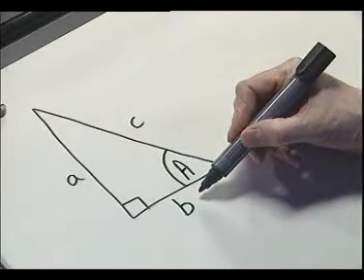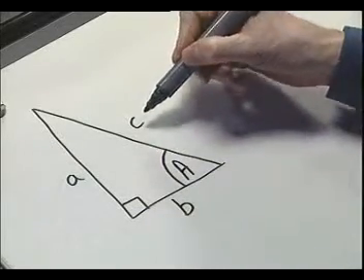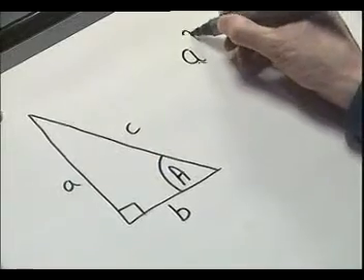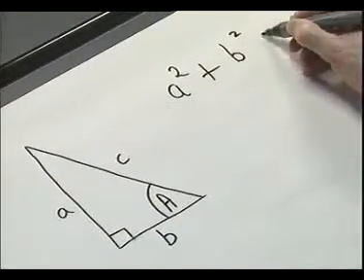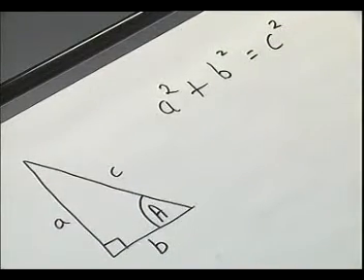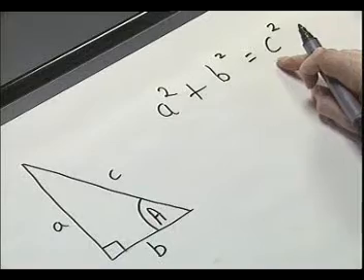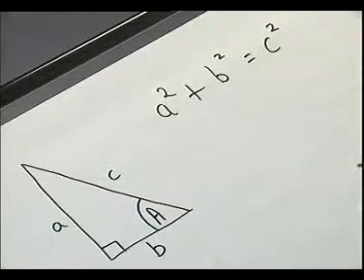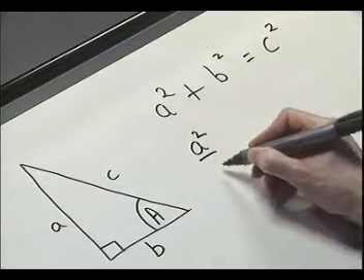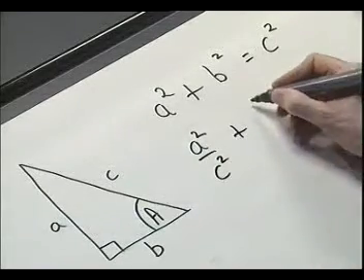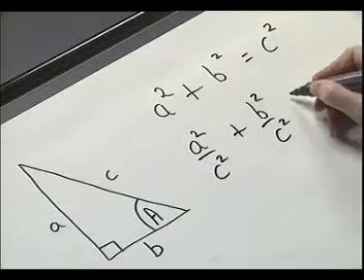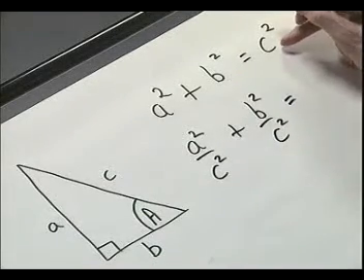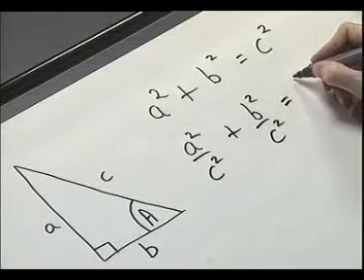Now, Pythagoras' theorem tells us that if we take the square of this side and the square of this side, add them together, we'll get the square of this side. So Pythagoras' theorem tells us that A squared plus B squared is equal to C squared. Now, let's divide throughout by C squared. Divide every term in this equation by C squared. So we have A squared over C squared plus B squared over C squared is equal to C squared over C squared. But that, of course, is just 1.